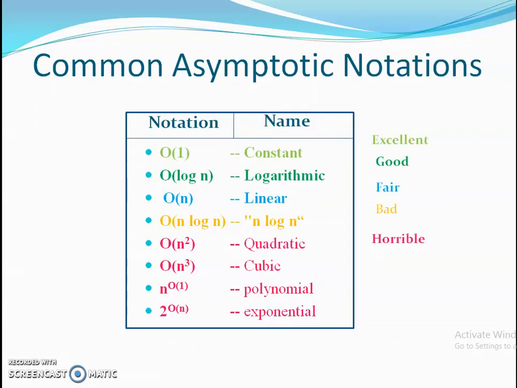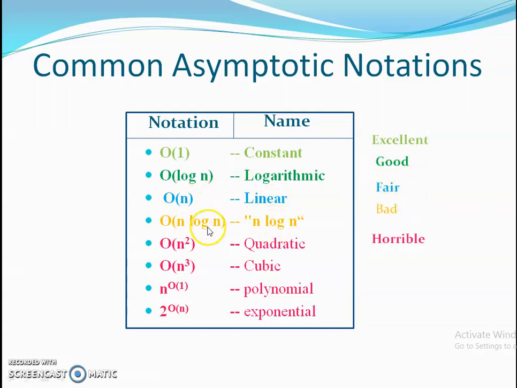Let's see the notations used in asymptotic notation. Big O of 1 is known as constant. This is excellent. If n grows, we are least bothered about the execution time. Big O of log n is logarithmic time complexity, that is good. Big O of n is called linear, and it is fair, we can accept it.